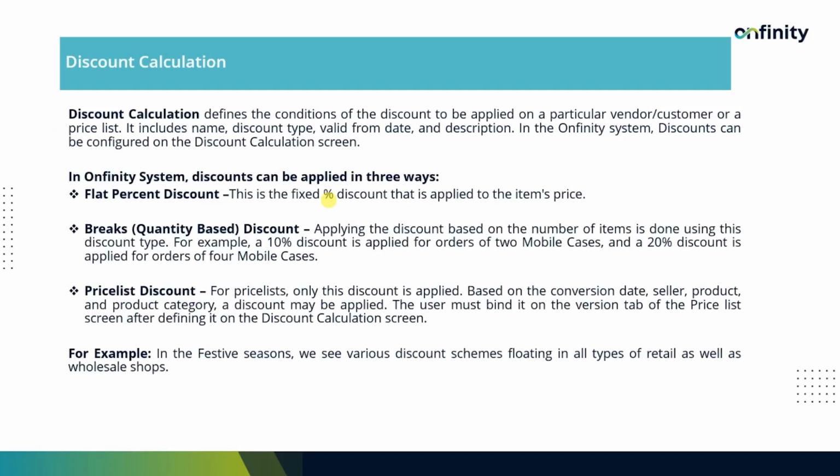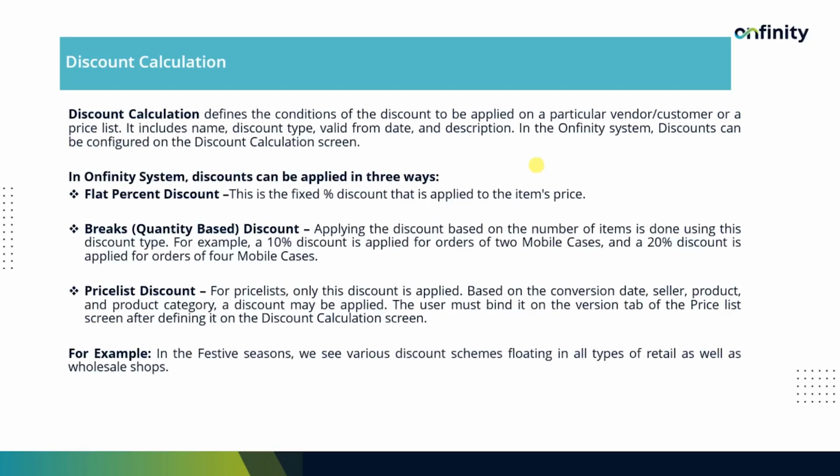Before moving to the Onfinity system, first let's understand what discount calculation is. Discount calculation defines the conditions of the discount to be applied on a particular vendor or customer or a price list. It includes name, discount type, valid from date, and description. In the Onfinity system, discounts can be configured on the discount calculation screen. Discounts help businesses manage pricing strategies and promotional offers effectively. In Onfinity, discount schemas can be created and used in price lists and transactions.